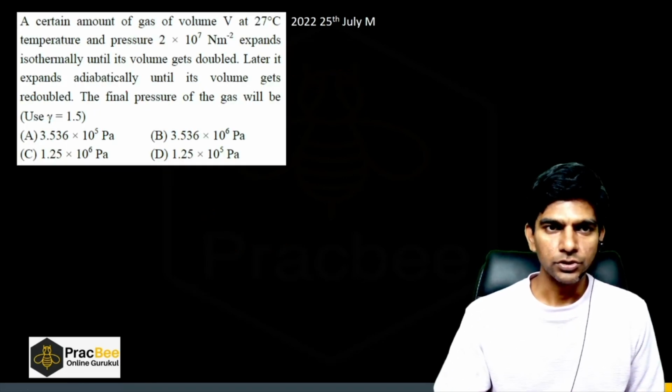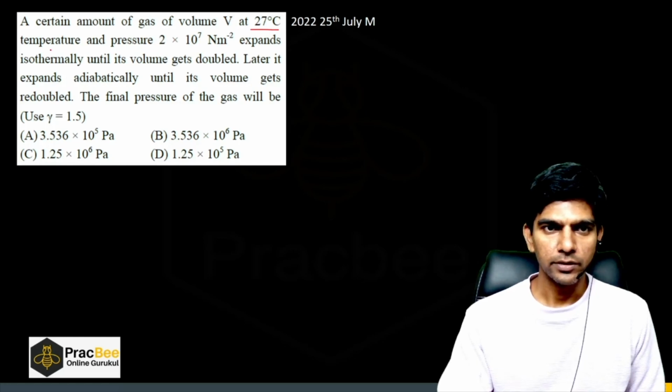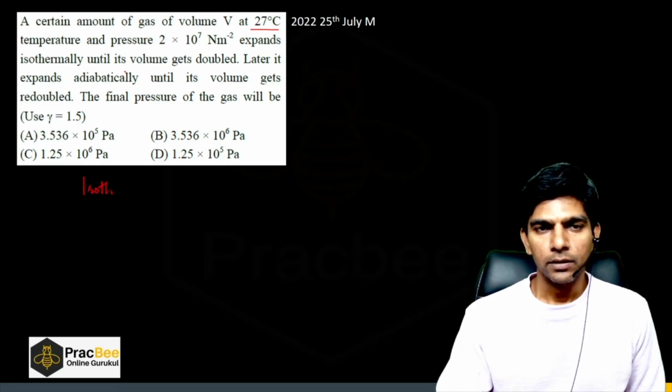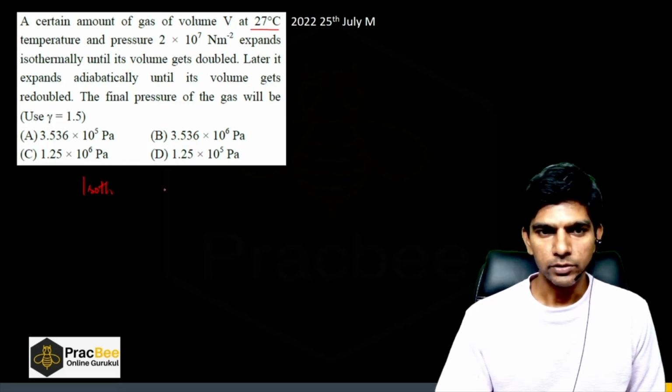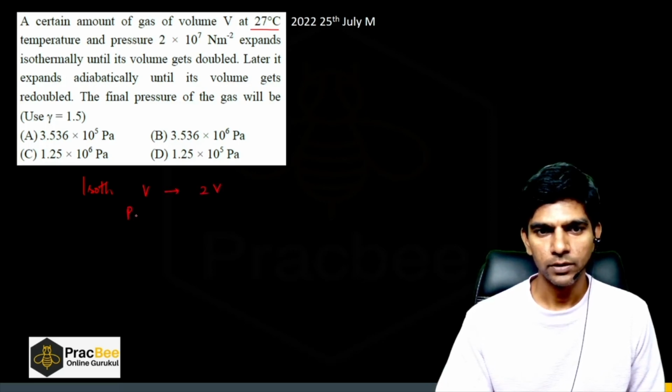Now let us see another question. A certain amount of gas of volume V at 27 degrees Celsius temperature and pressure 2 into 10 raised to 7 Newton per meter square expands isothermally. So it's an isothermal process, right? Until its volume gets doubled. So volume is increasing. Let us say initial volume is V and then it becomes 2V, and we have given initial pressure which is 2 into 10 raised to 7. The temperature is also given, that is 27 degrees Celsius.